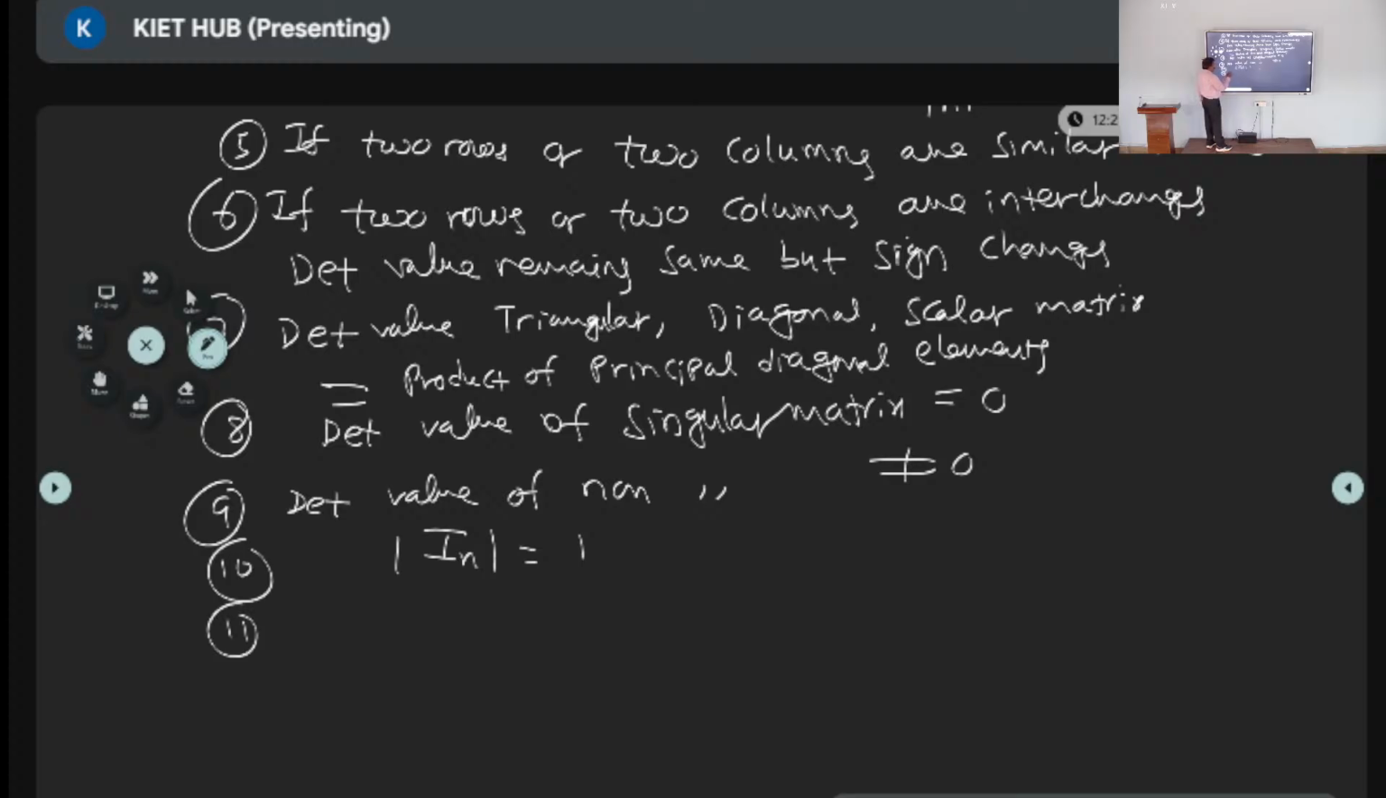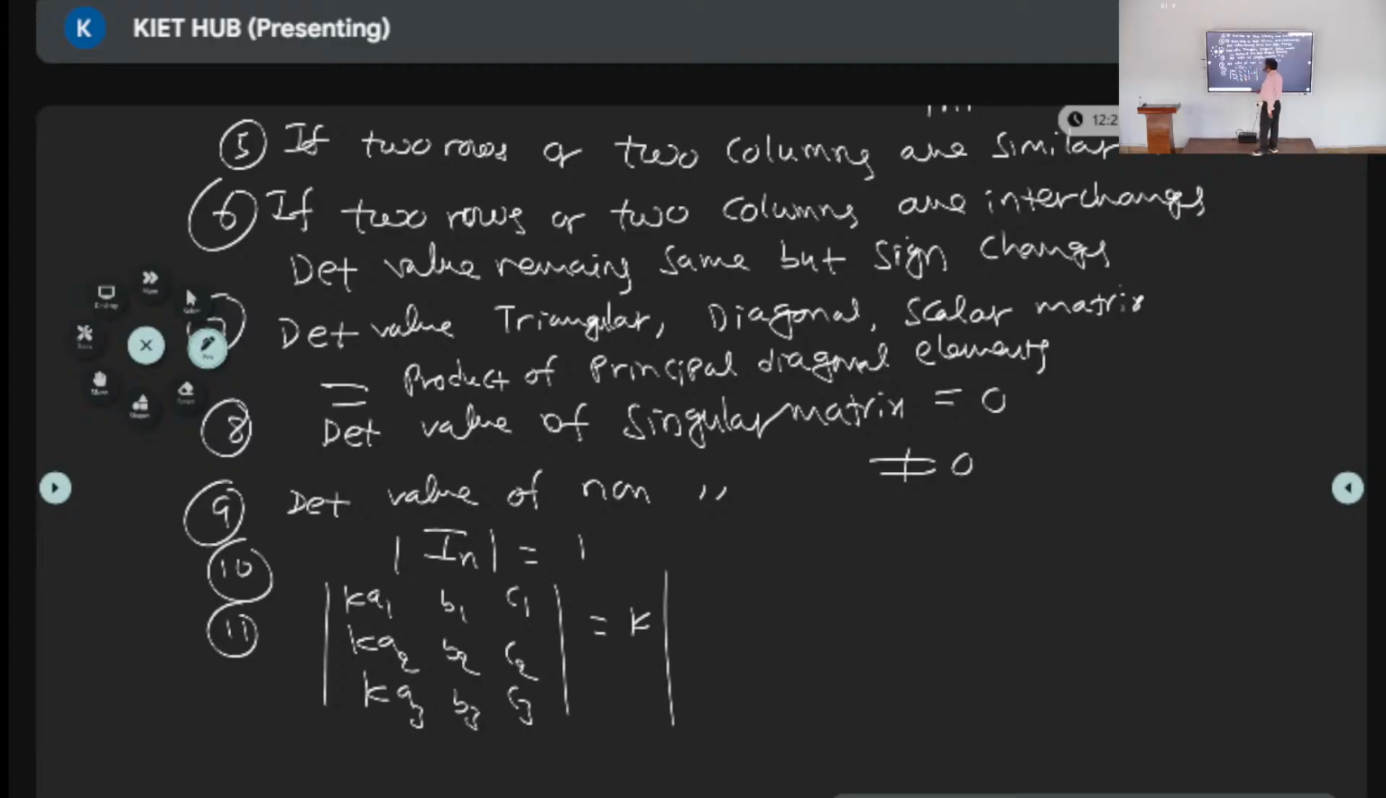11th property. Determinant of KA1, B1, C1, KA2, B2, C2, KA3, B3, C3. Can you guess what is the determinant value of this one? Any row or column multiplied by some constant K, the entire determinant also gets multiplied by K. Is this property clear to all of you?